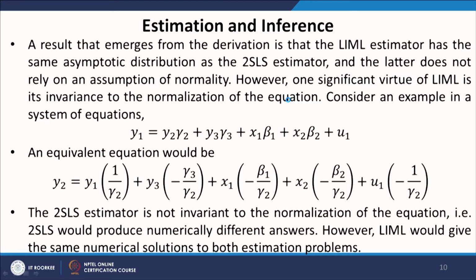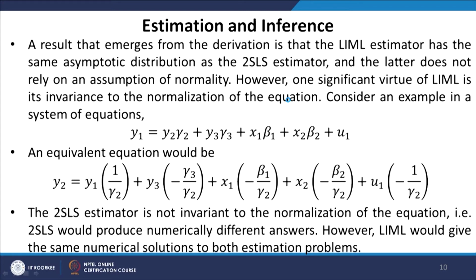What are the advantages it has over 2SLS if we can go for LIML? A result that emerges from the derivation is that the LIML estimator has the same asymptotic distribution as the 2SLS estimator, and the latter, that is the 2SLS estimator, does not rely on an assumption of normality. However, one significant virtue of LIML is its invariance to the normalization of the equation.